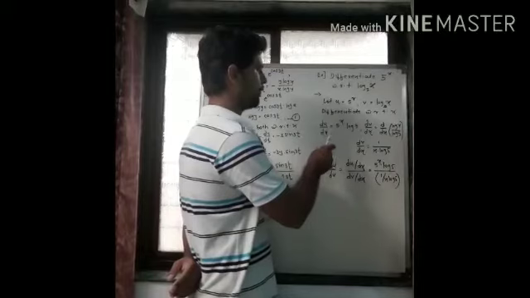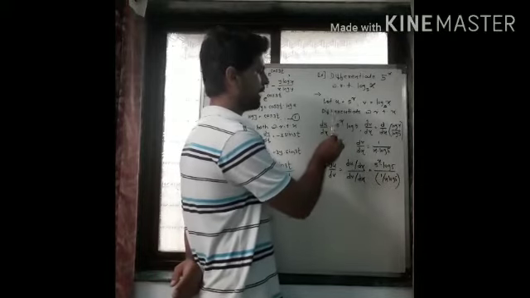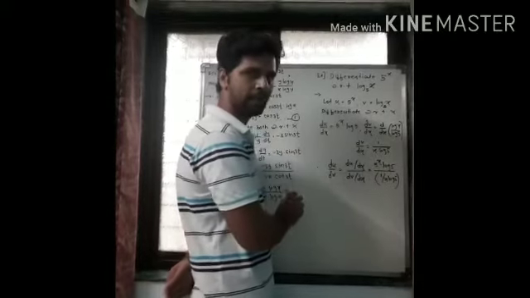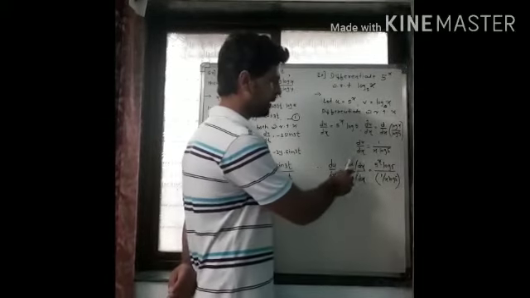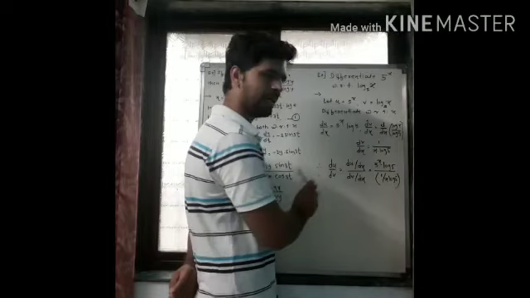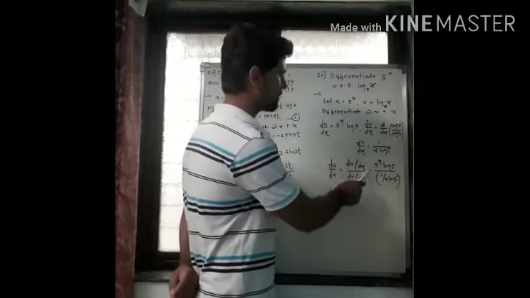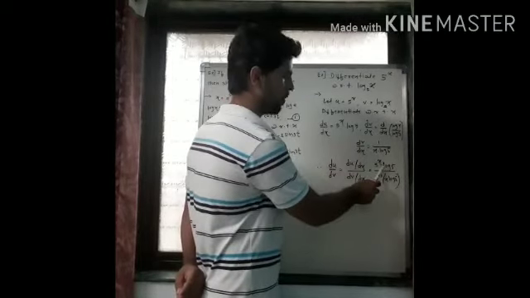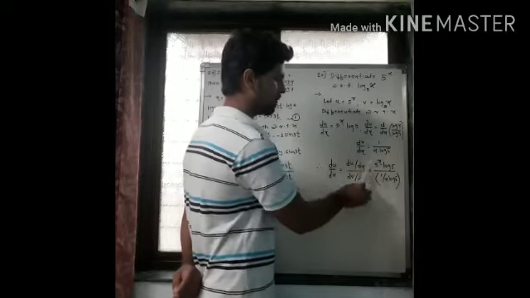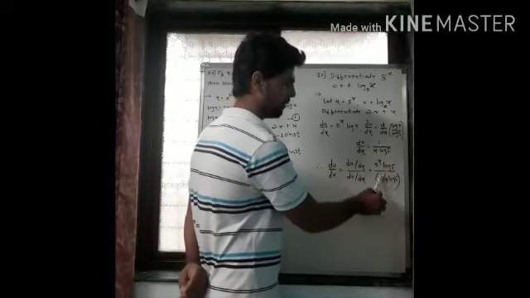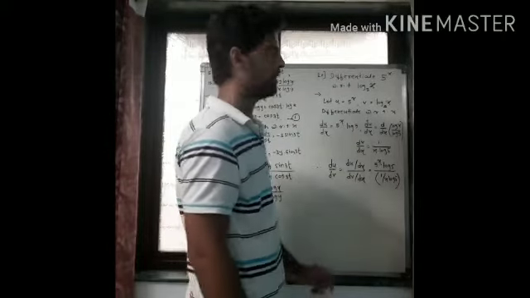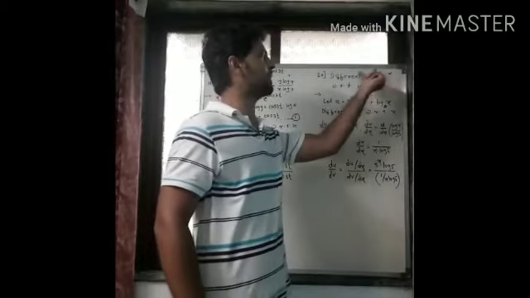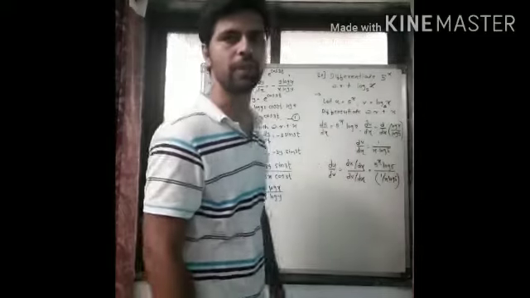Now we have the derivatives of u and v separately, right? So we'll take du by dv equal to du by dx upon dv by dx. Du by dx was 5 raised to x into log 5 and dv by dx was 1 upon x log 5, which is in the denominator. This is your final answer. So this is how we can differentiate one function with respect to another function. Okay.